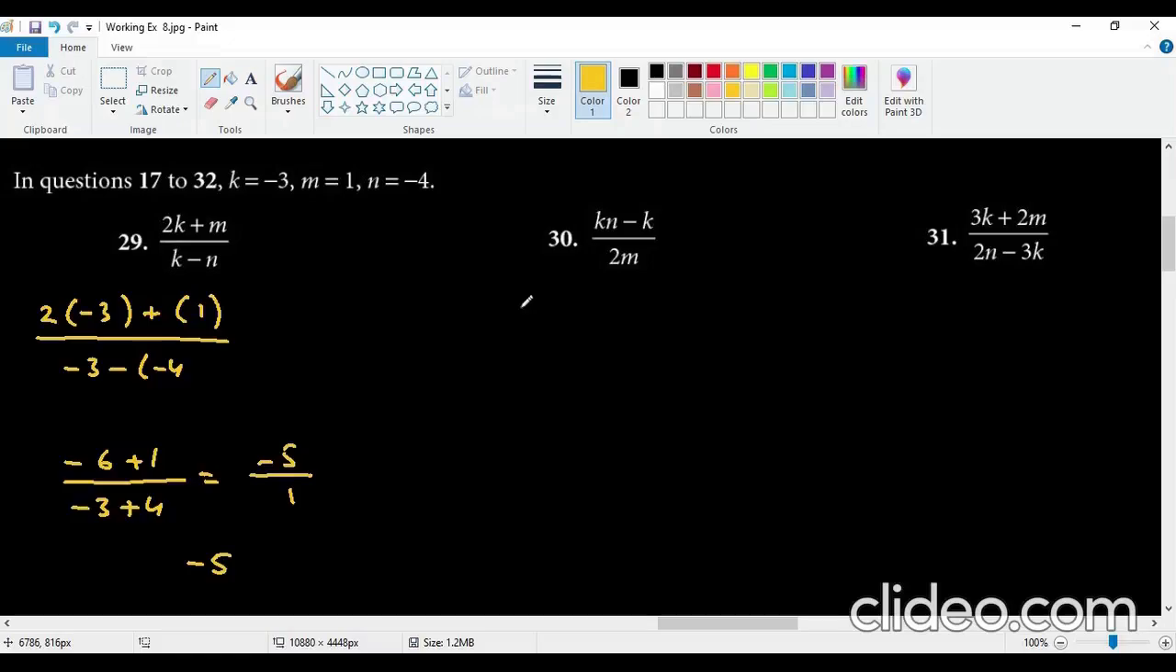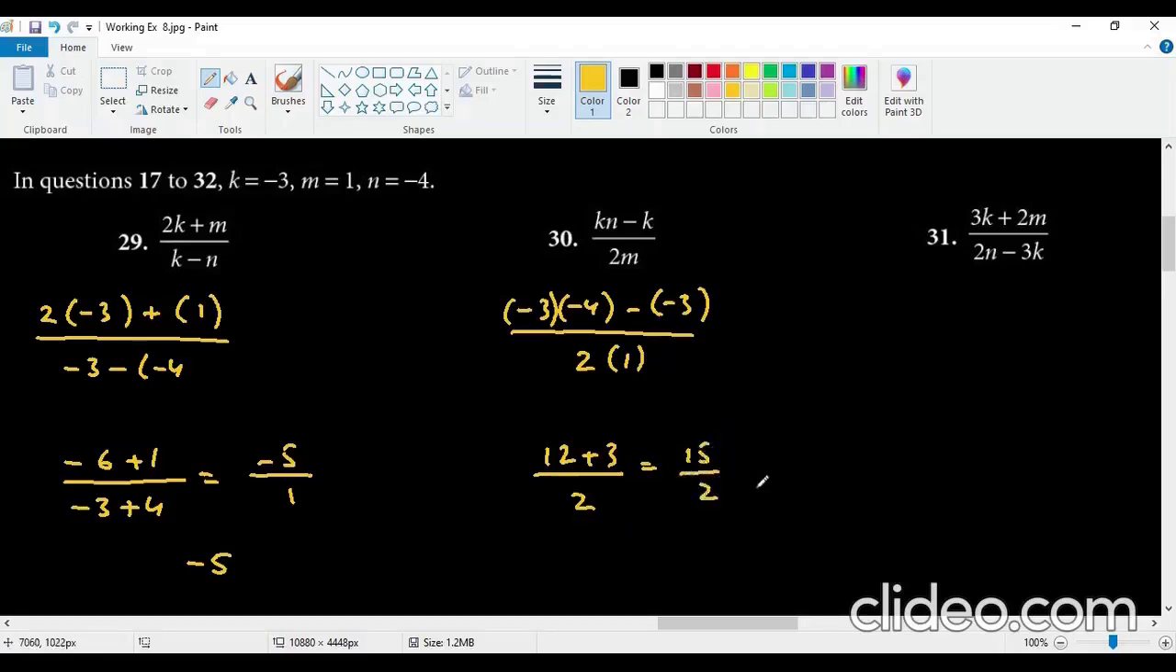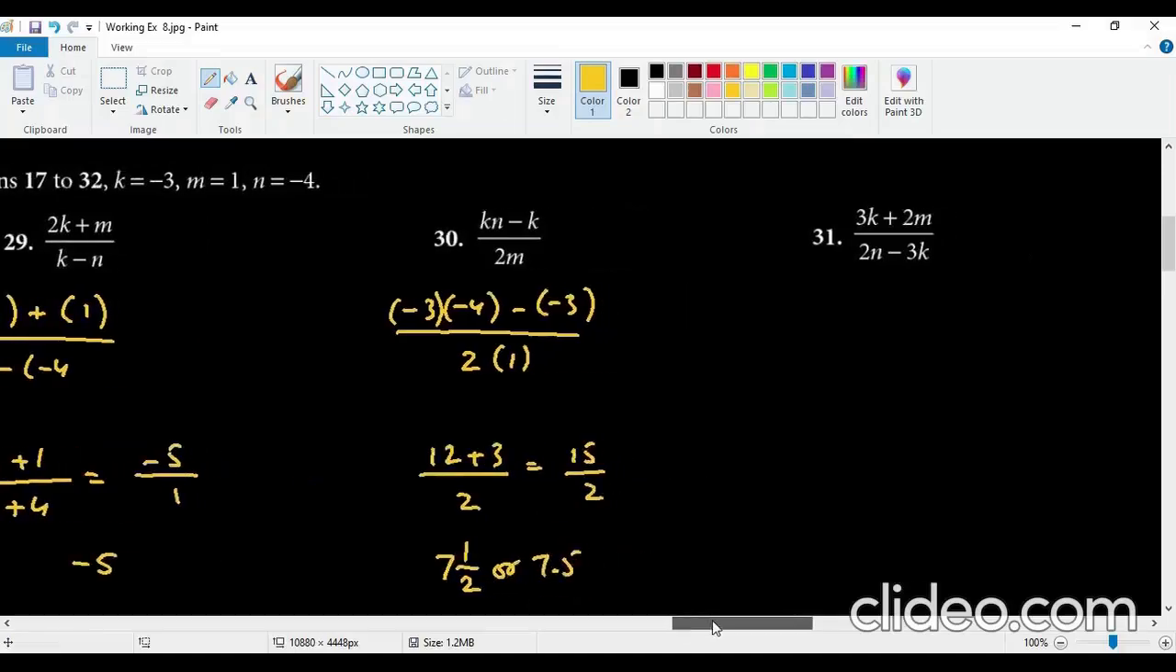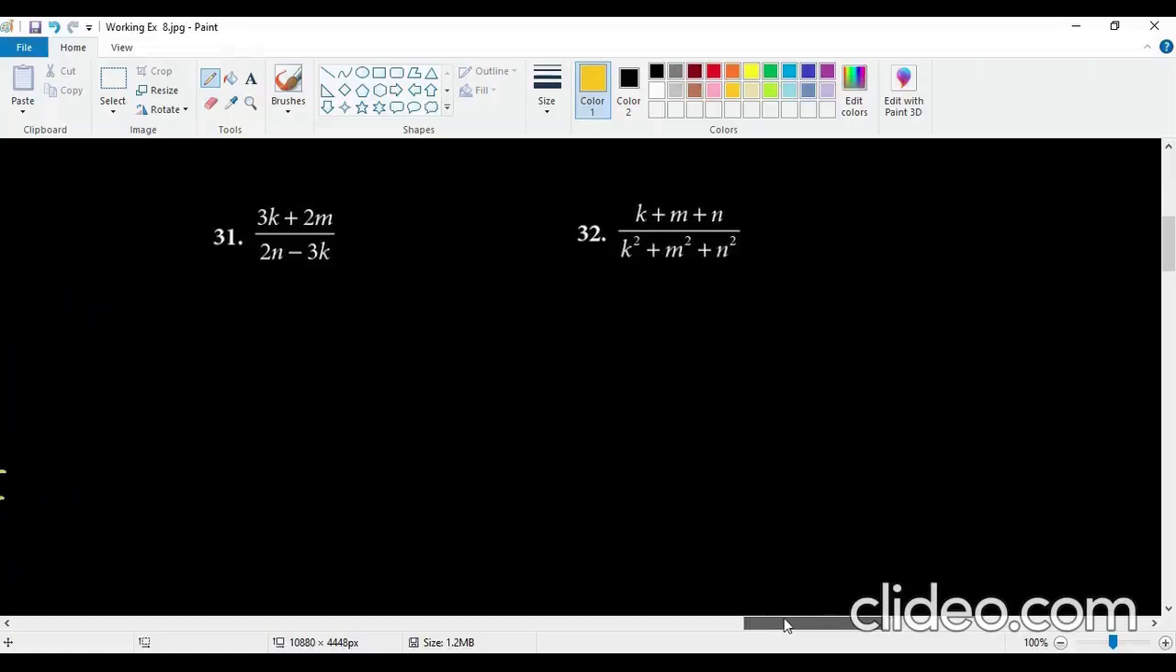Now comes question number 30. K value is negative 3 multiplied by n value is negative 4 minus k value is negative 3 once again, and in the denominator you'll have 2 times m value is 1. So on the numerator you have 12 plus 3 divided by 2, and this gives you 15 over 2, or you can write 7.5 as an answer. You may write 7 whole 1 over 2, or you may write 7.5. Both are going to be acceptable answers.